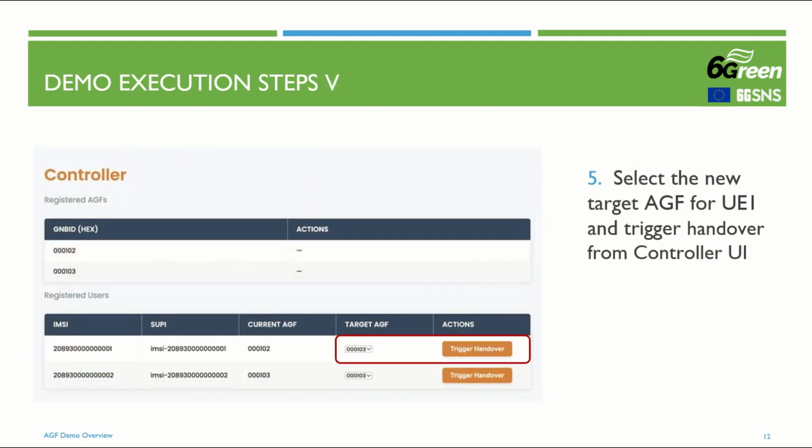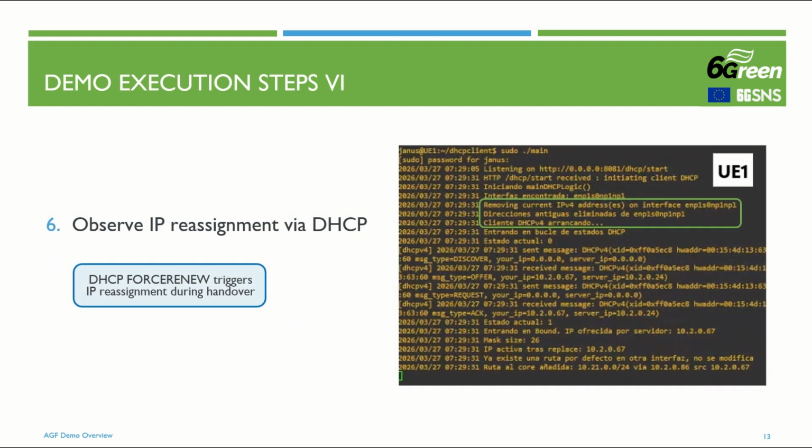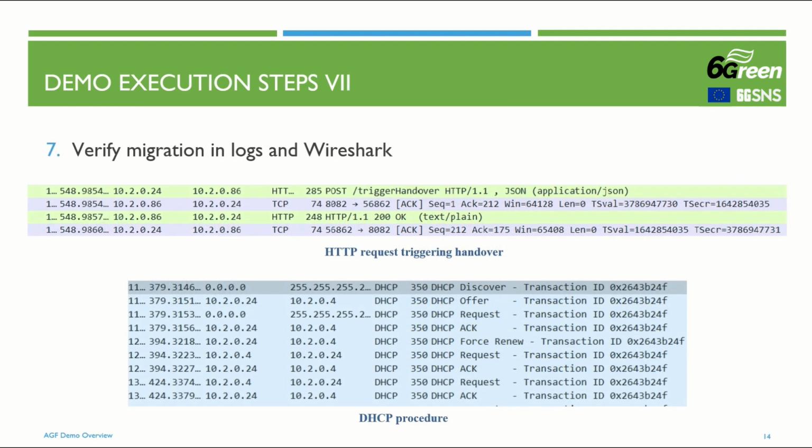Fifth, we trigger a handover from the controller UI by selecting UE1 and assigning it a new target AGF. Sixth, we observe the DHCP force renew messages appearing in the console logs as UE1 receives its new IP address. And seventh, we verify the migration through Wireshark packet captures and HTTP request logs, confirming successful connectivity through the new gateway.